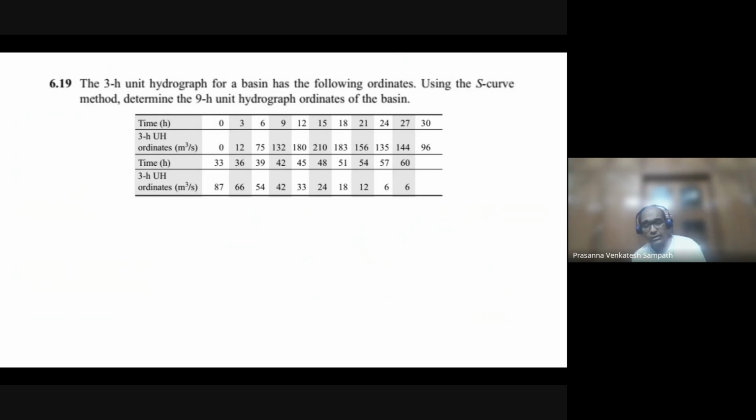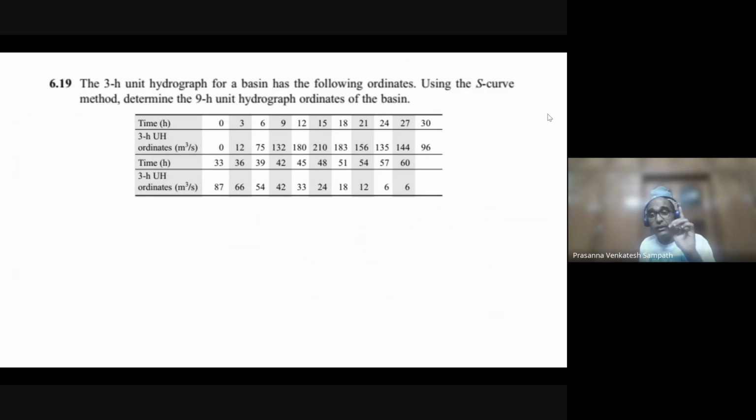So the 3-hour unit hydrograph for a basin has the following ordinates. Using the S-curve method, determine the 9-hour unit hydrograph ordinates of the basin, right? Immediately, as soon as you read this problem statement, you understand that you have been asked to use the S-curve method, although what you're provided is a 3-hour unit hydrograph, and what you're asked to do is to produce a 9-hour unit hydrograph. Now, this is an integer multiple, but still you have been asked to use the S-curve method.